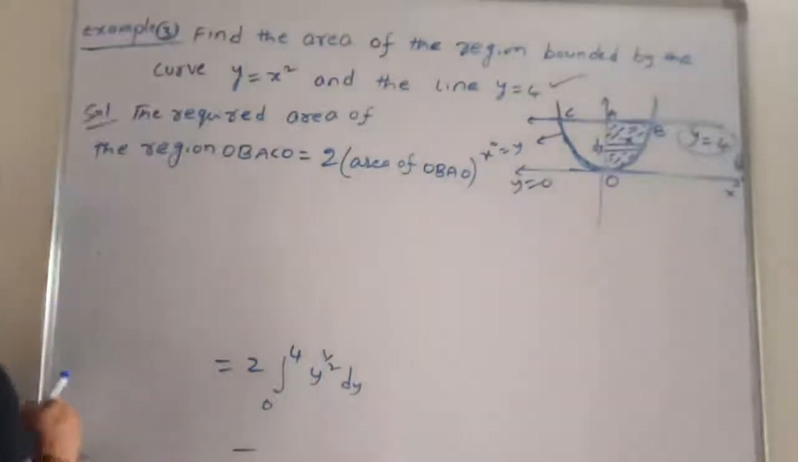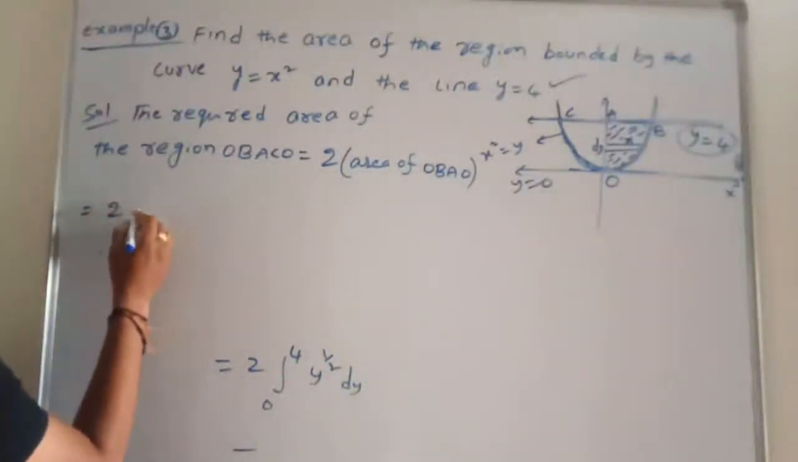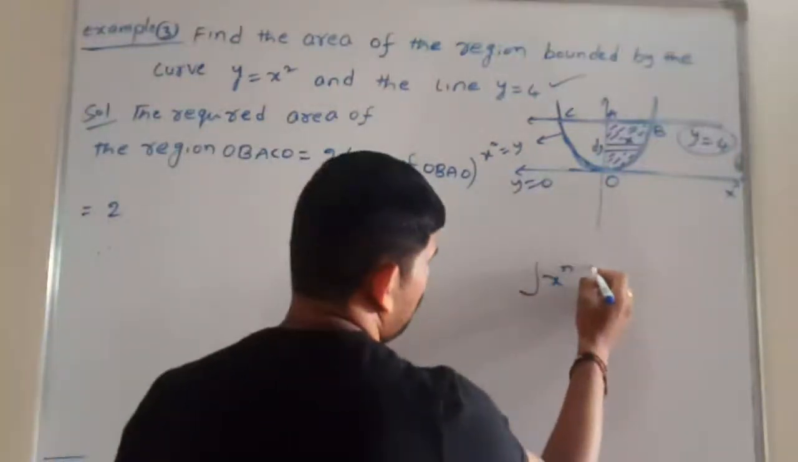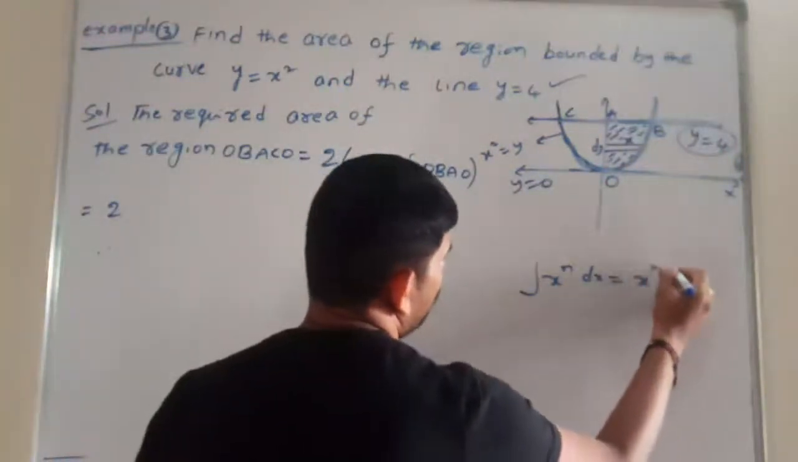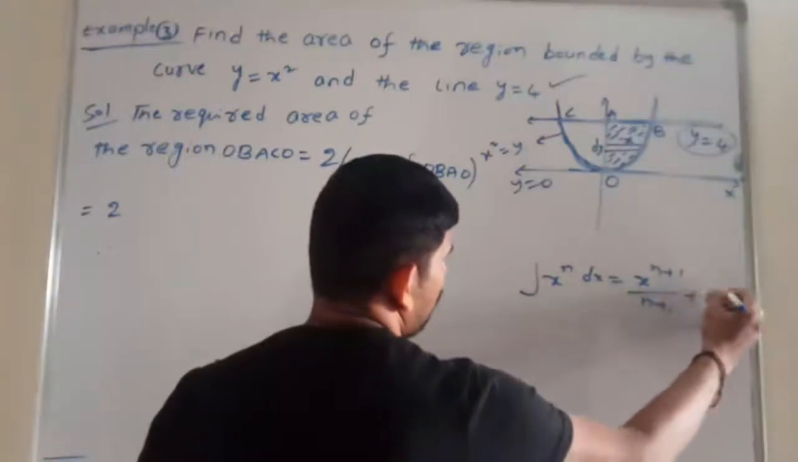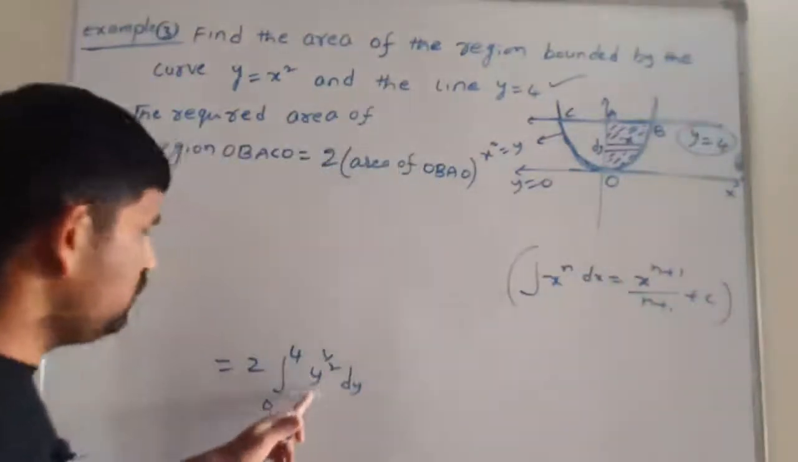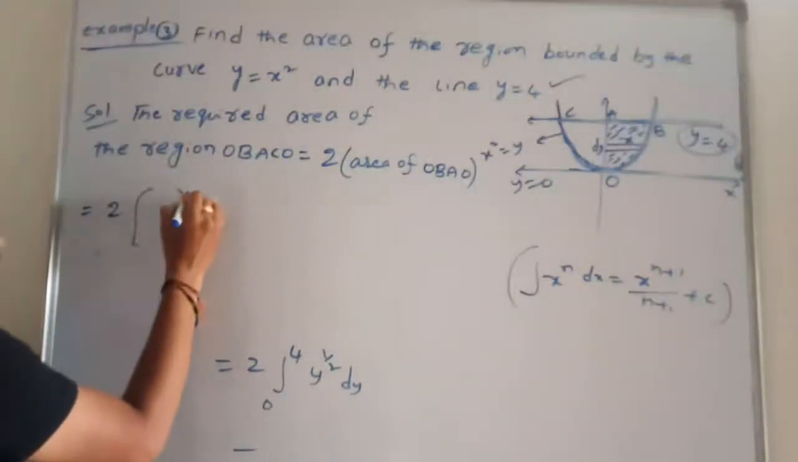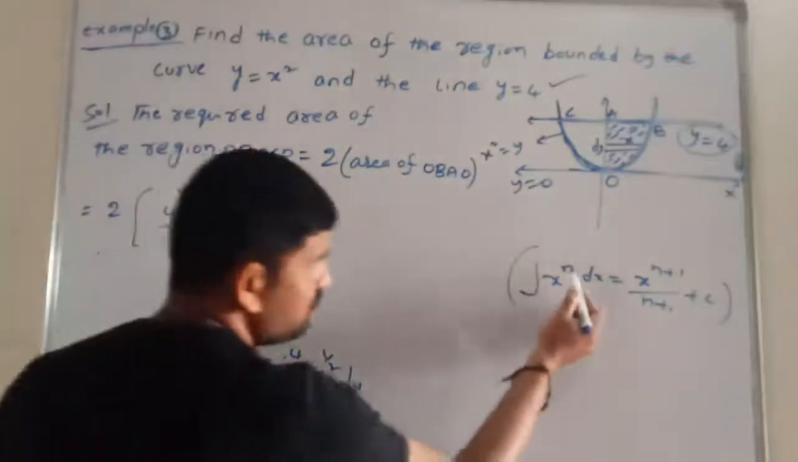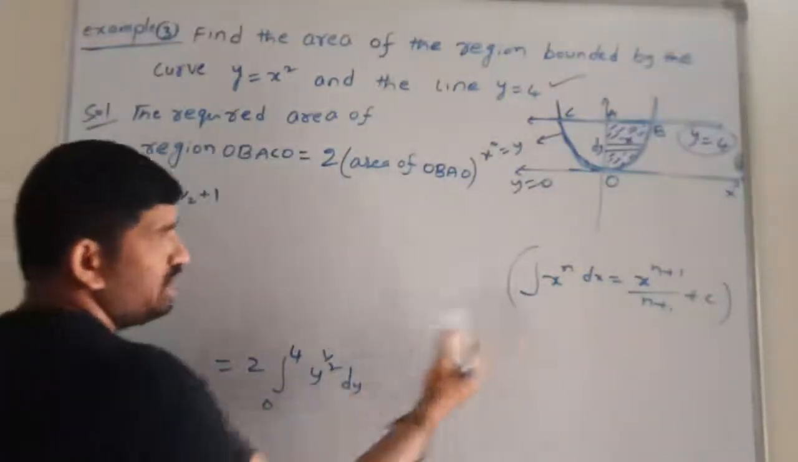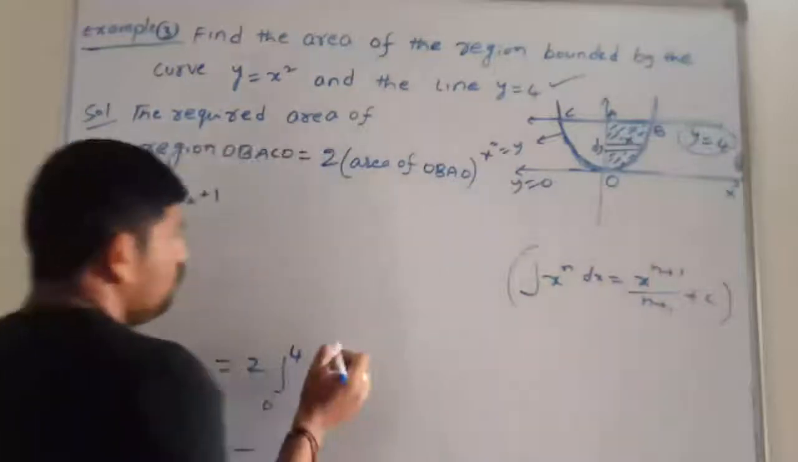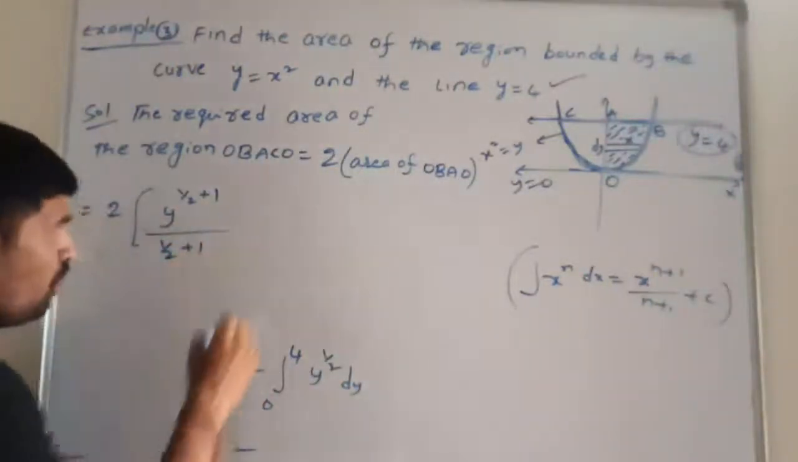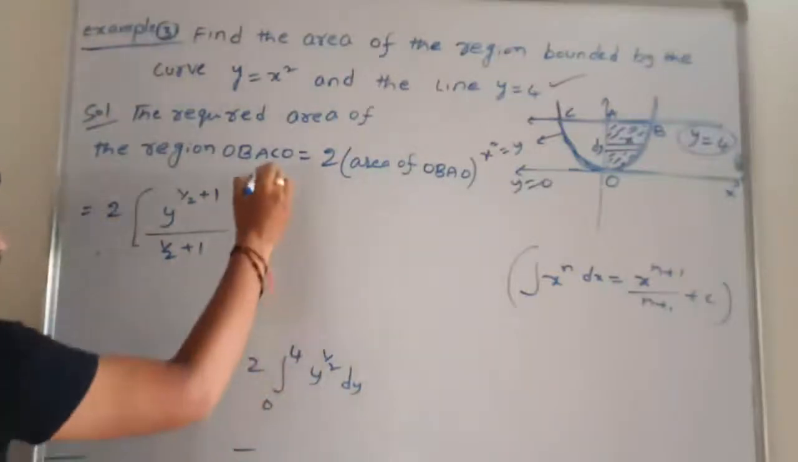Now the continuation for this is in the solution. See, we know that the integration of x power n dx is x power n plus 1 by n plus 1 plus c. So this is y power 1 by 2, that's why I am writing y power 1 by 2 plus 1. In place of n we have 1 by 2, so in place of n I put 1 by 2, and in the denominator 1 by 2 plus 1. The lower limit is 0 and the upper limit is 4.